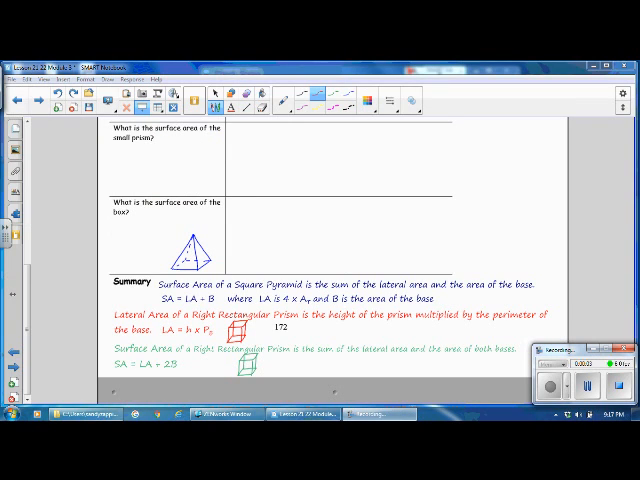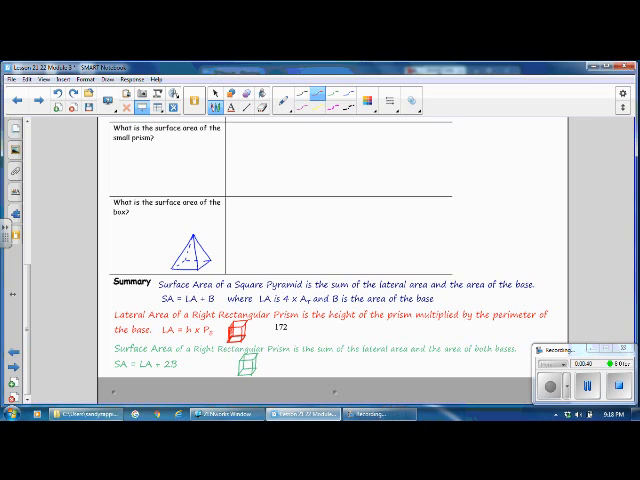In this lesson, you have learned the surface area of a square pyramid is the sum of the lateral area and the area of the base, where the lateral area is 4 times the area of the triangle, and the capital B is the area of the base. The lateral area of a right rectangular prism is the height of the prism multiplied by the perimeter of the base. So you find the perimeter of the base, you multiply it by the height, and that is the lateral area, which is the area of the 4 sides of the prism.